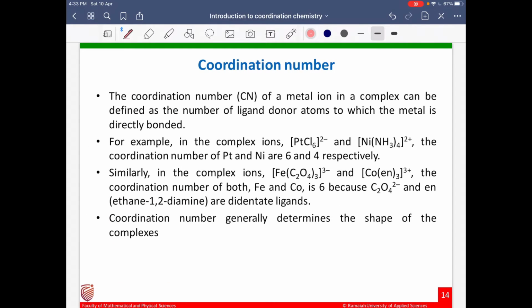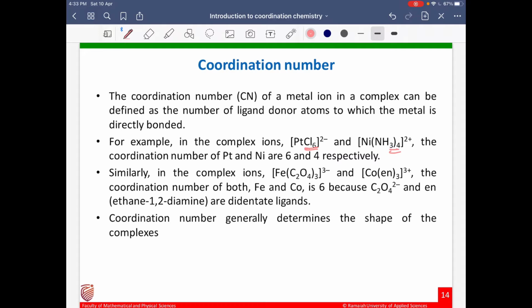Next, coordination number. The coordination number of a metal ion in a complex can be defined as the number of ligand donor atoms to which the metal is directly bonded. So one more time, the coordination number of a metal ion in a complex is the number of ligand donor atoms to which the metal is directly bonded. For example, in the complex ions PtCl6 2- and Ni(NH3)4 2+, the coordination numbers of platinum and nickel are 6 and 4 respectively.